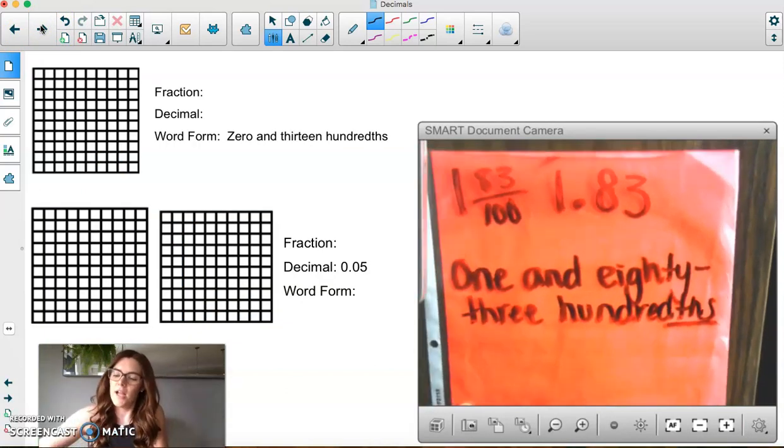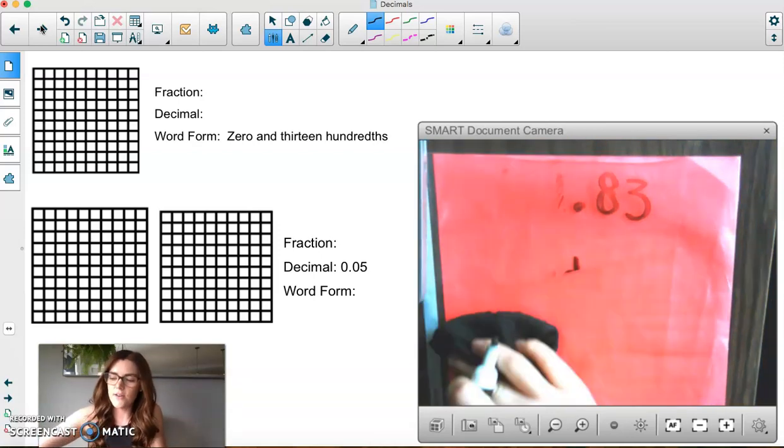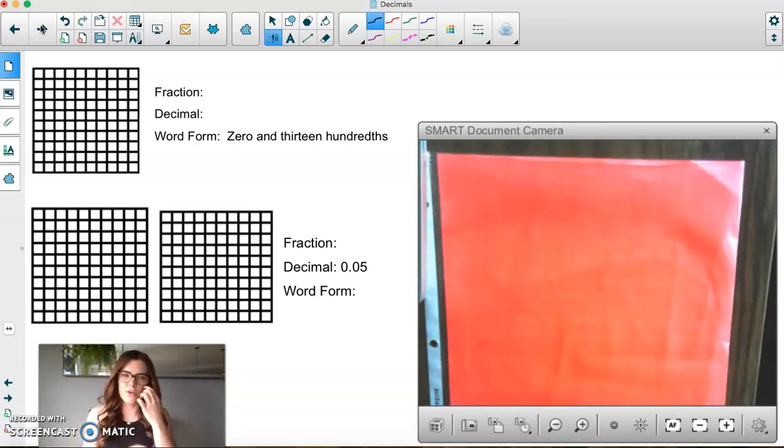So this time, I would like you to pause the video and try these on your own. So these are not colored in, but you do have a clue for your word form for the first one, and then a clue for your decimal form for the second one. So pause the video and then come back to see if you got the answers right.